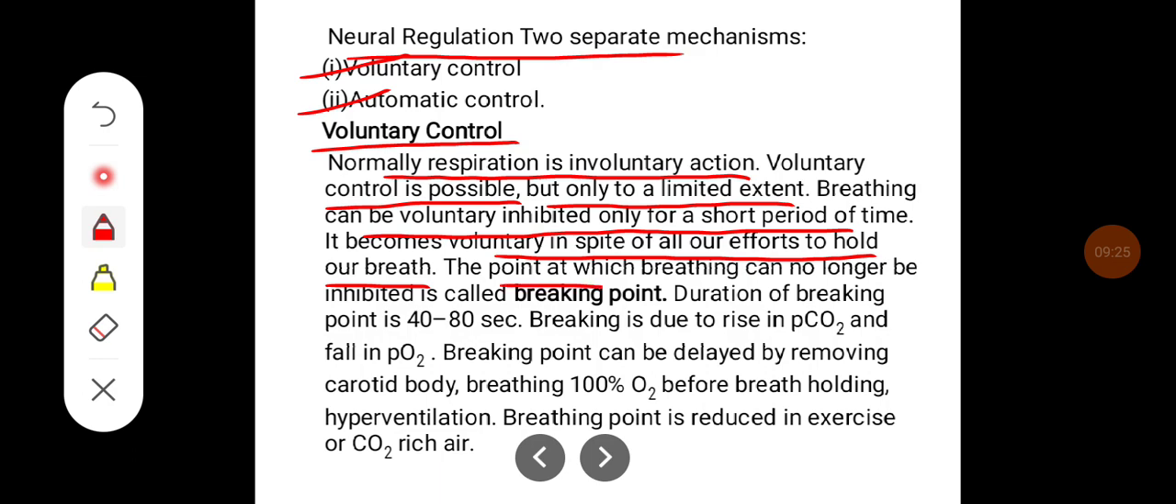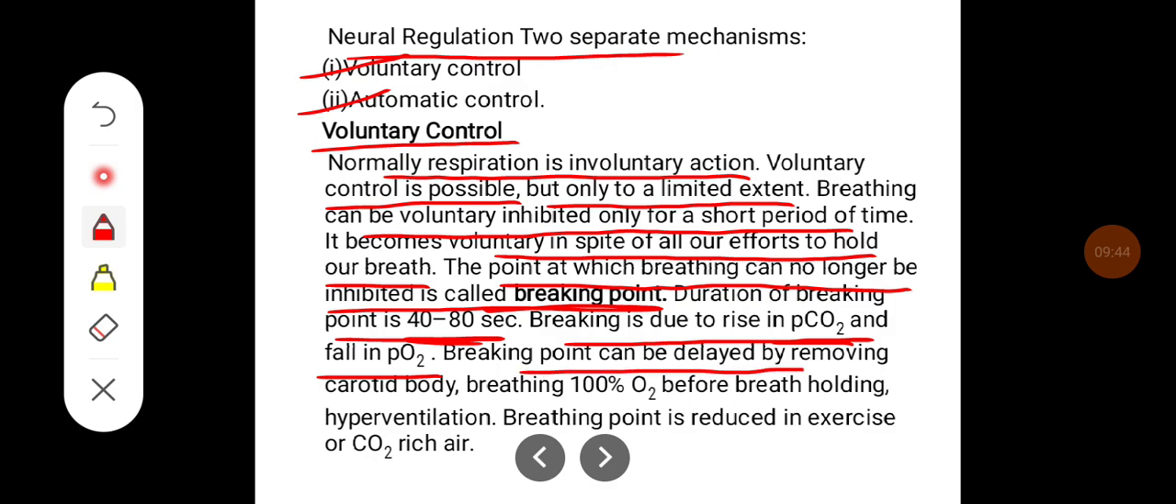The point at which breathing can no longer be inhibited is called the breaking point. The duration of the breaking point is around 40 to 60 seconds. The breaking occurs due to the rise in partial pressure of carbon dioxide and fall in partial pressure of oxygen.